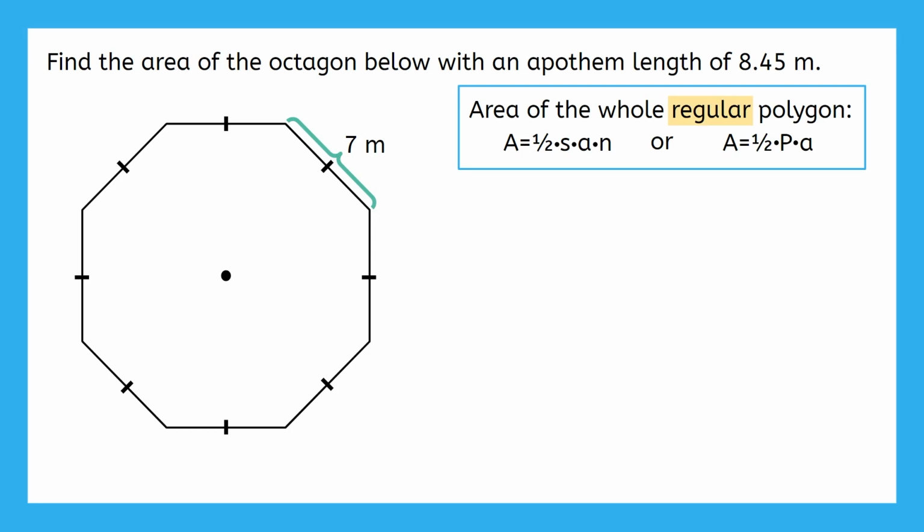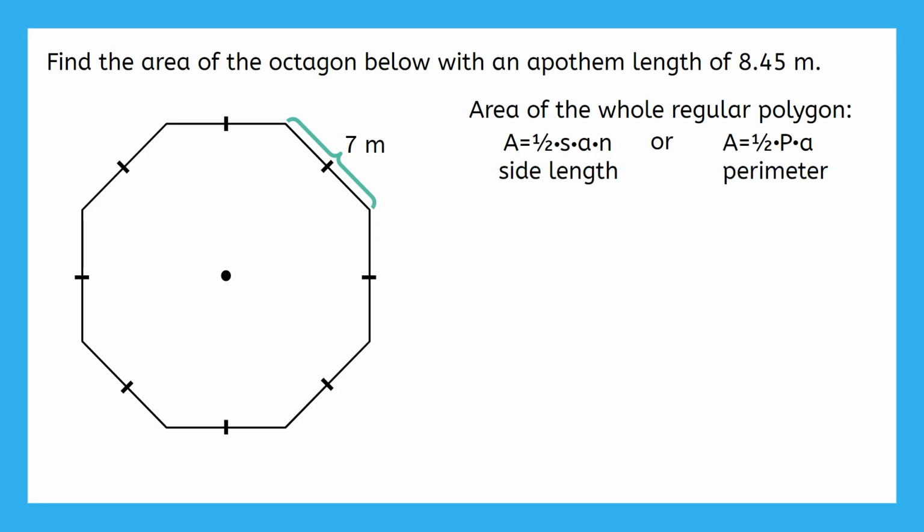Yes, and we know this is a regular octagon because these marks tell us that all 8 of these sides are congruent. Okay, phew, now we can proceed. Which version of our formula do you think will be easier to use for this problem? The one involving side length or the one involving perimeter?